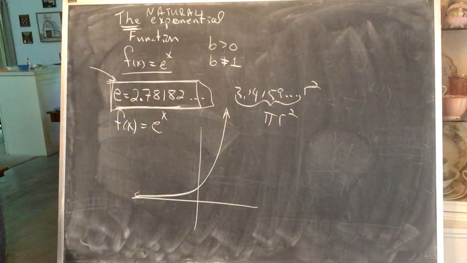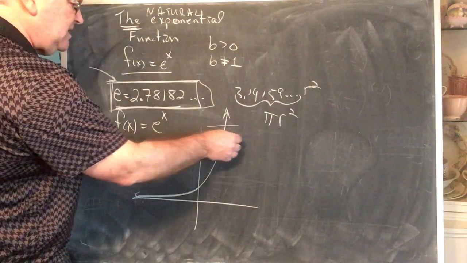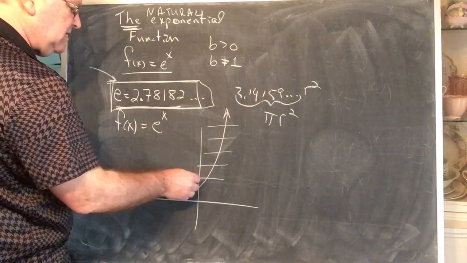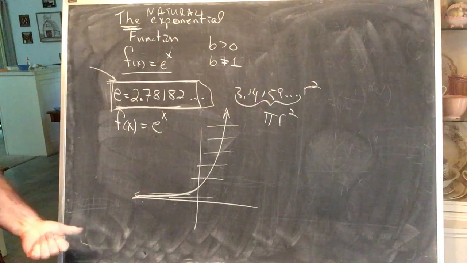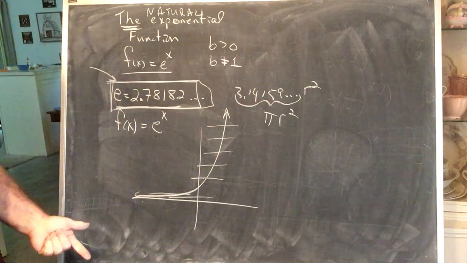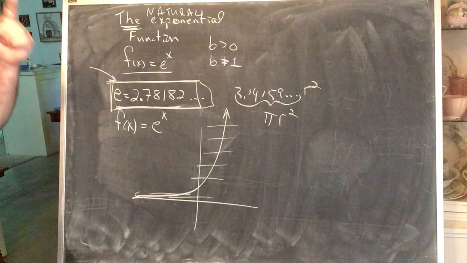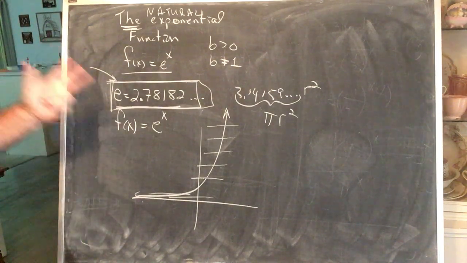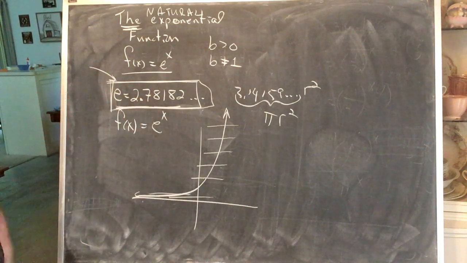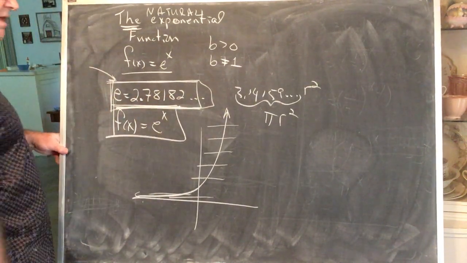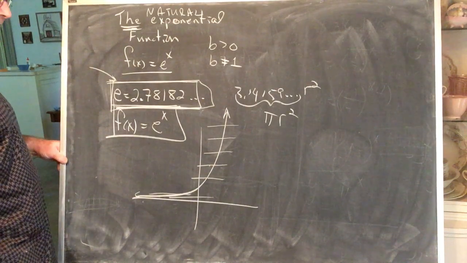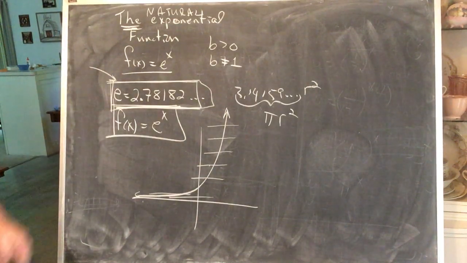Well, notice, this function passes the horizontal line test. Well, we know that if it passes the horizontal line test, that means it is a one-to-one function. That means it does have an inverse function. And that's what we're going to get into when we talk about uniting this with our notions for inverse functions. So for now, this is the value of e, this is the exponential function, this is roughly speaking the graph of it. More to come, but that's the basics so far.